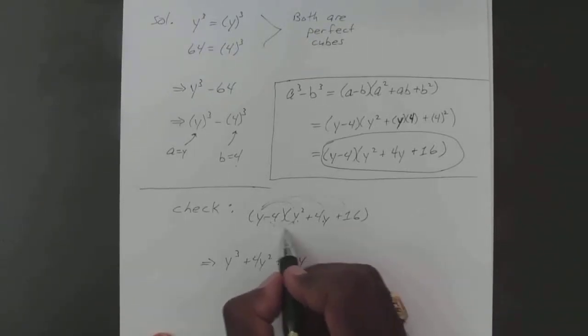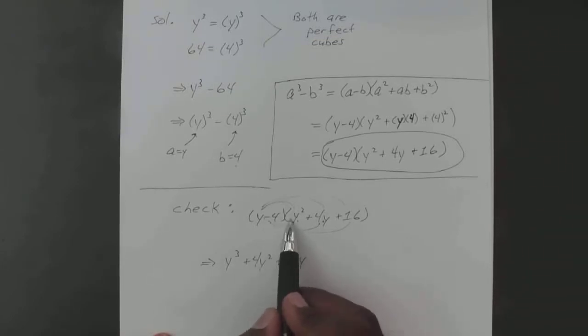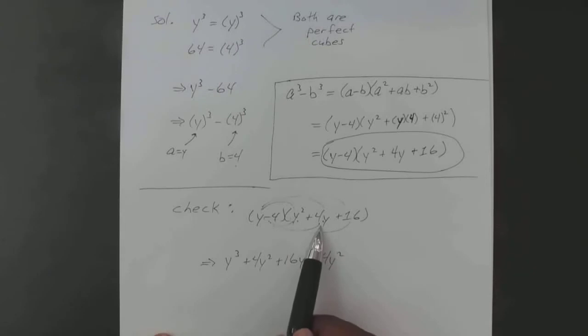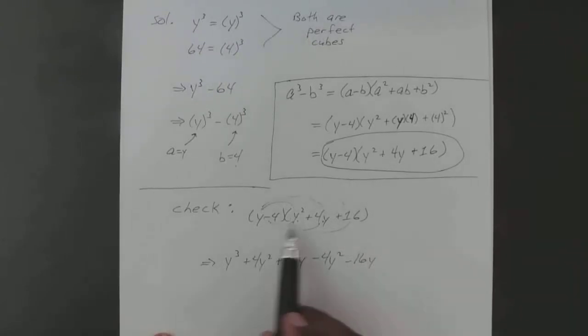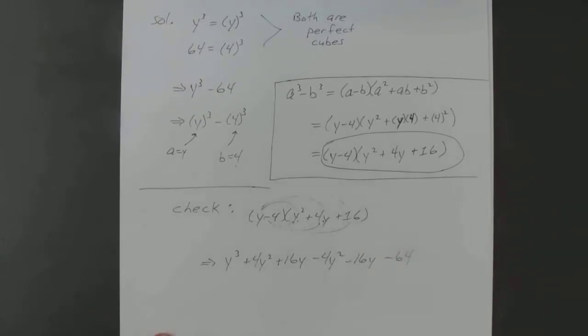Now we distribute the negative 4 to all of those terms. Negative 4 times y squared is minus 4y squared. Negative 4 times 4y is negative 16y. Negative 4 times 16 is negative 64. So you have positive 16y, negative 16y cancels out. Negative 4y squared, positive 4y squared cancels out. So you're left with y to the third minus 64.